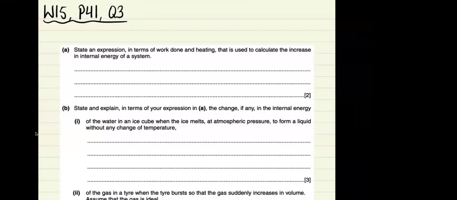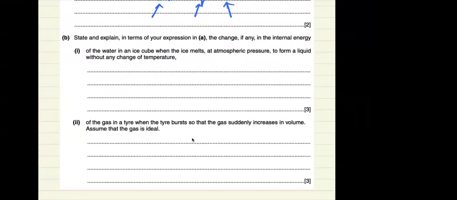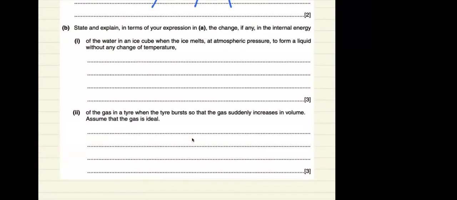So state an expression in terms of work done and heating that is used to calculate the increase in internal energy. You just need to write this out in words: the increase in internal energy equals the thermal energy supplied to a system plus the work done on the gas, right? You just need to choose your words carefully. Part B, B1, B2, B3, this is what we want to talk about.